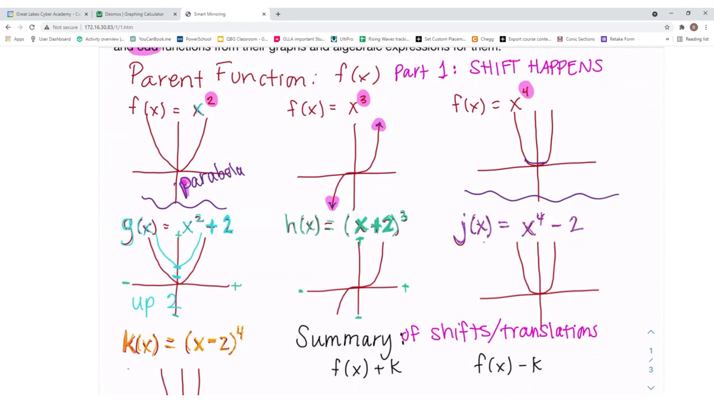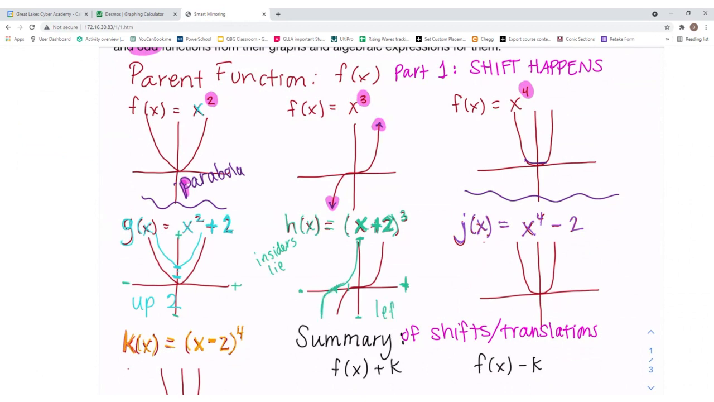So inside, because it's the opposite. So we'd want to say it's going to go in the positive direction too, but that's the lie. It's going to go left 2, and it will look like the exact same thing. It's just going to be moved over left 2. So this is going to be left 2 units.